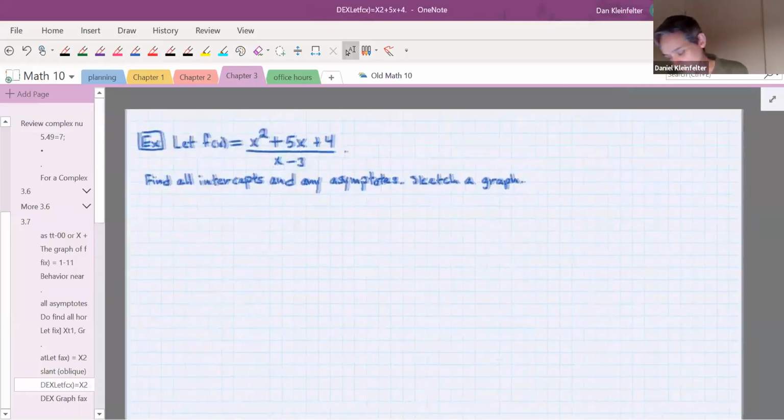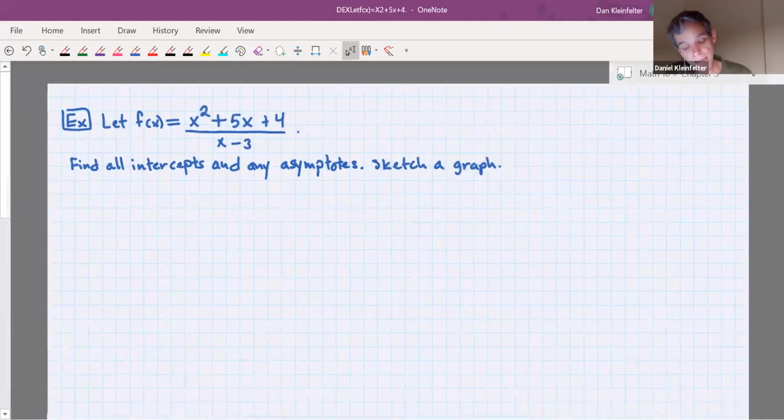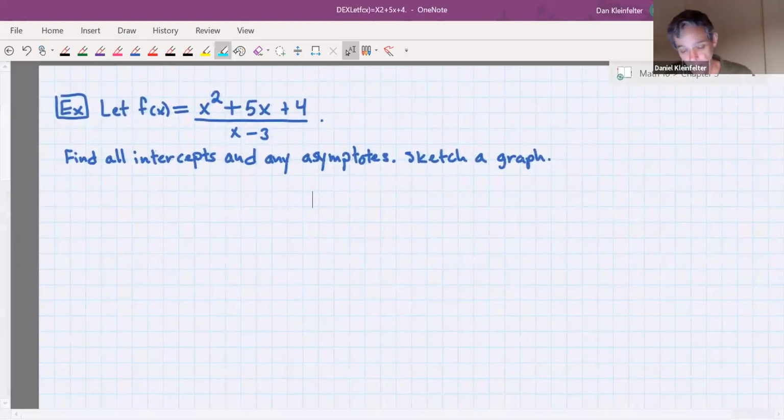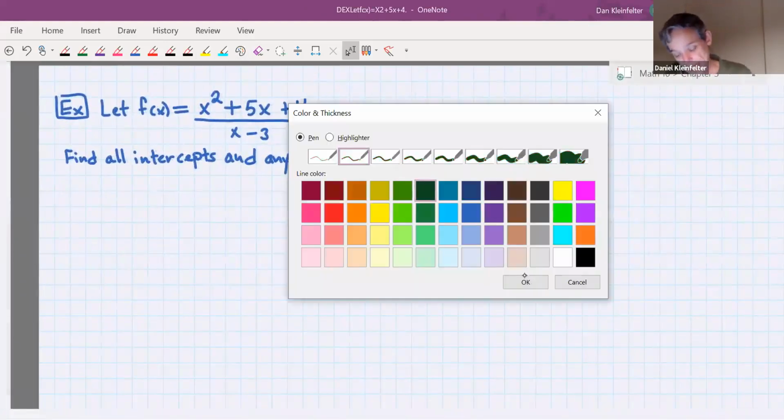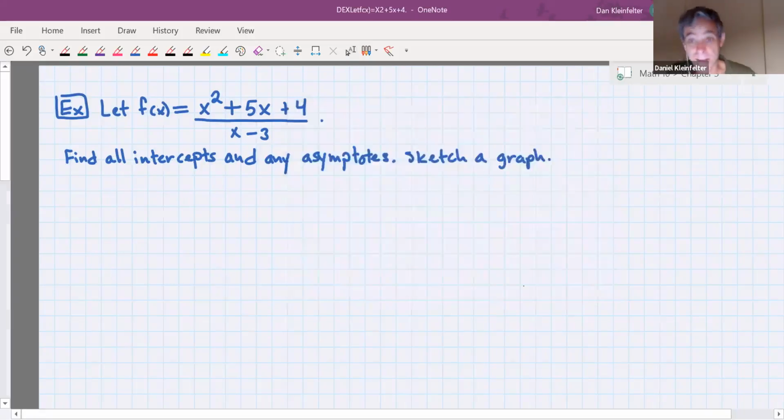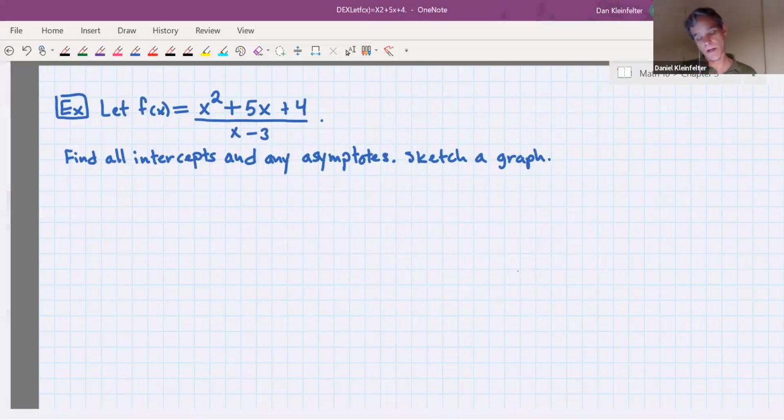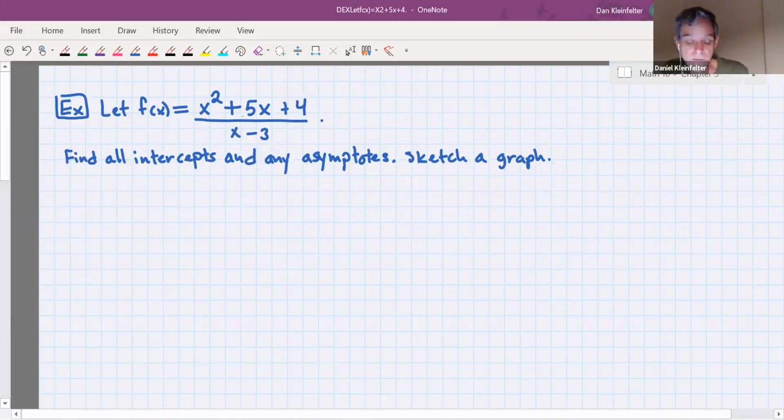Okay, so for this one, it says find all the intercepts and any asymptotes of any kind that we can find, and then sketch a graph. So let's see. So the numerator is x squared plus 5x plus 4, and the denominator is x minus 3. So for the numerator, we should try to factor that. The denominator, there's nothing to factor there.